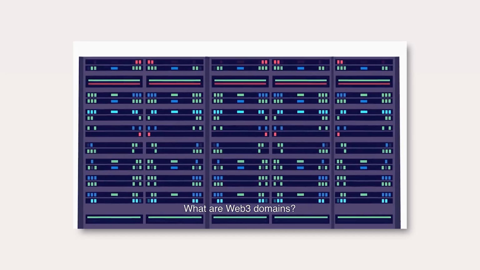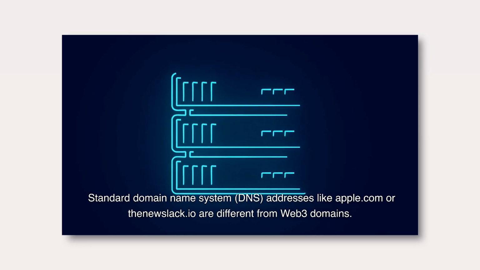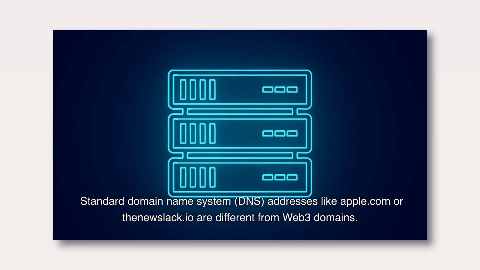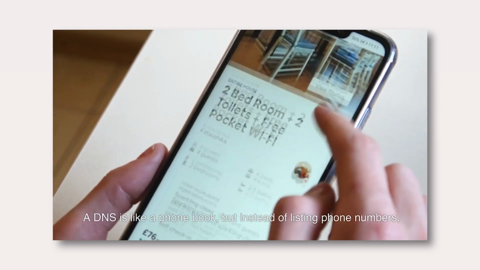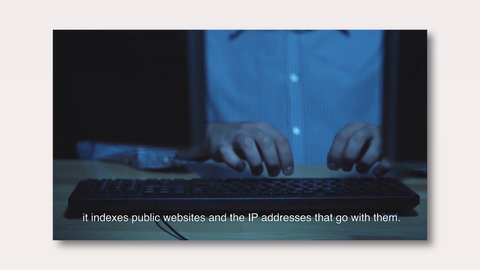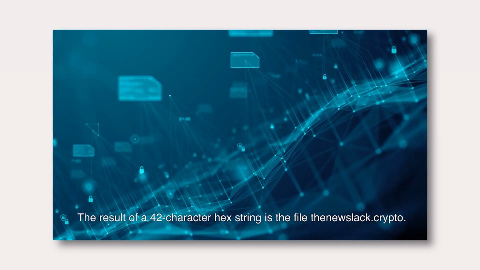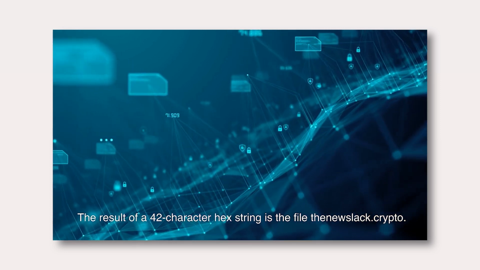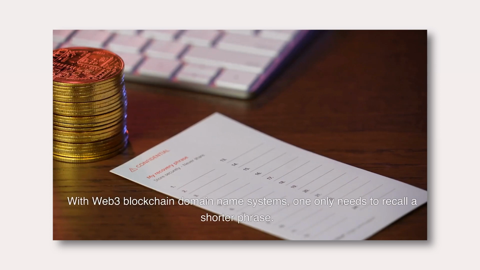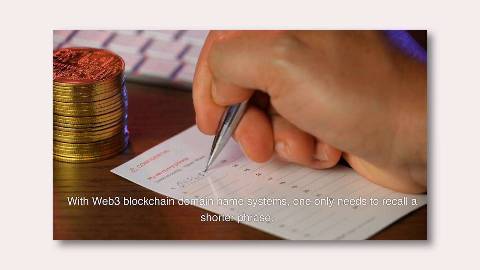What are Web3 domains? Standard domain names, DNS, addresses like apple.com or thenewslack.io are different from Web3 domains. A DNS is like a phone book, but instead of listing phone numbers, it indexes public websites and the IP addresses that go with them. The result of a 42-character hex string is the file thenewslack.crypto. With Web3 blockchain domain name systems, one only needs to recall a shorter phrase.